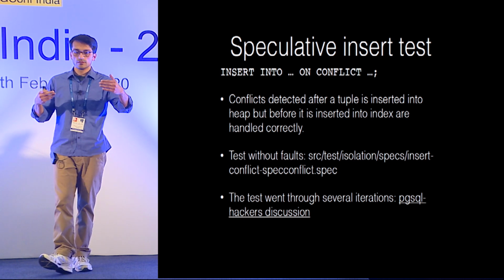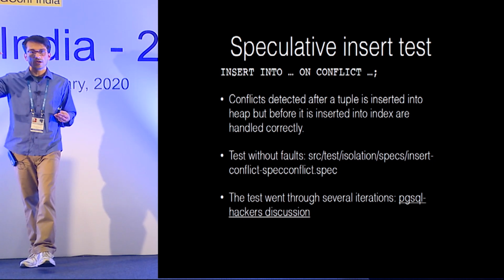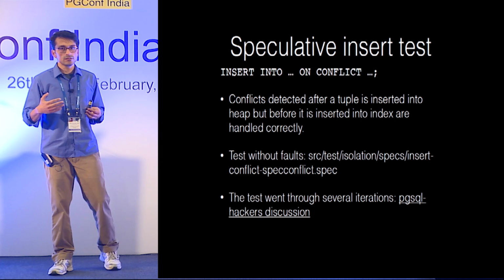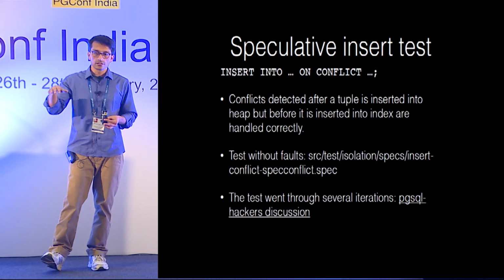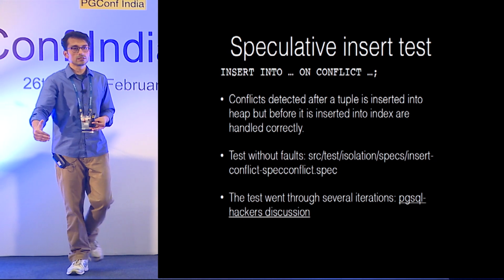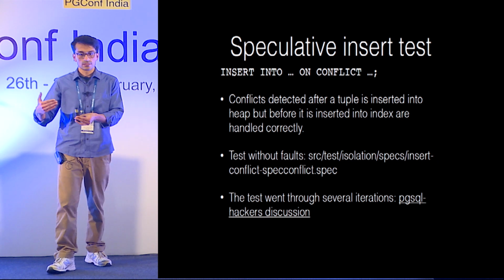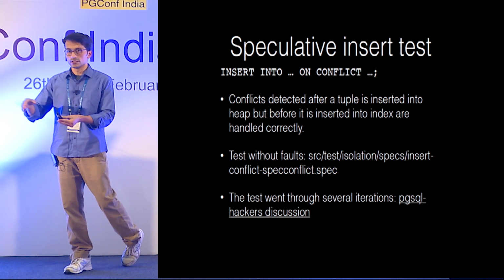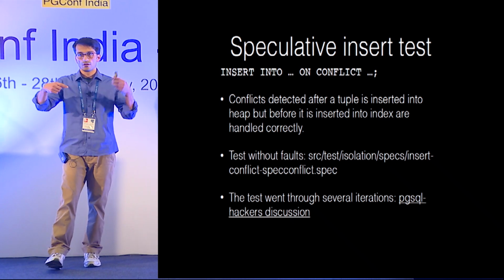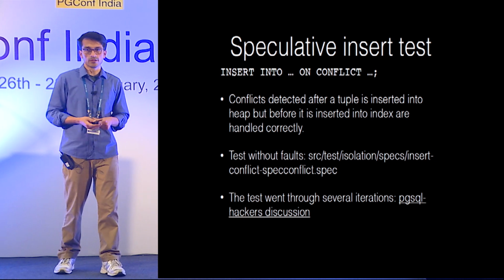Looking at the problem, it is clear, right? We want to achieve an interleaving of concurrent transactions such that one transaction is executing insert into on conflict, and it has completed inserting the tuple into the heap table, but is yet to update the index, and that's when we want to suspend the transaction, right? So we can use a suspend fault here.